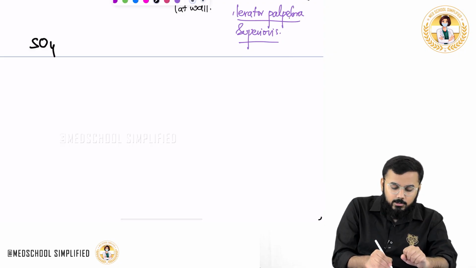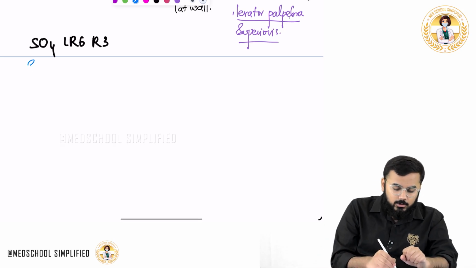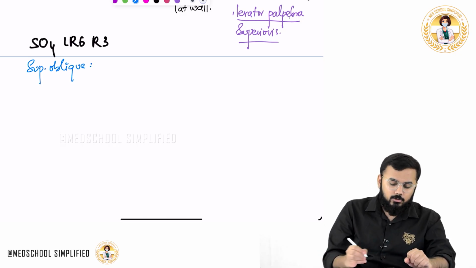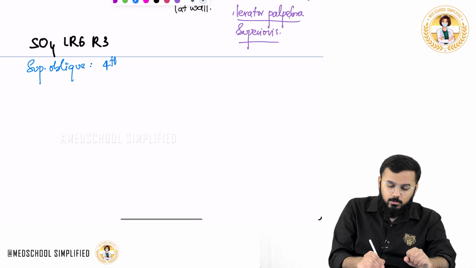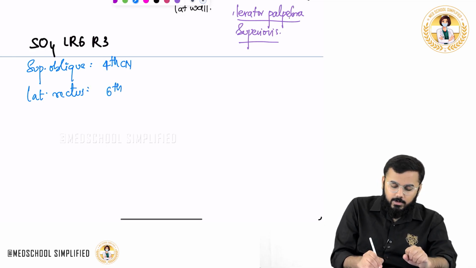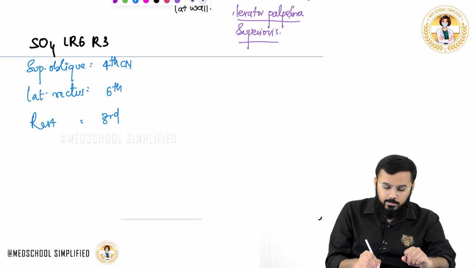But you also have to remember this formula: SO4, LR6 and R3. What do SO4, LR6 and R3 mean? SO4 means the superior oblique muscle. All these are extraocular muscles. The superior oblique is supplied by the fourth pair of cranial nerve. Next, the lateral rectus is supplied by the sixth pair of cranial nerve, and the rest of the extraocular muscles are supplied by the third pair of cranial nerve.